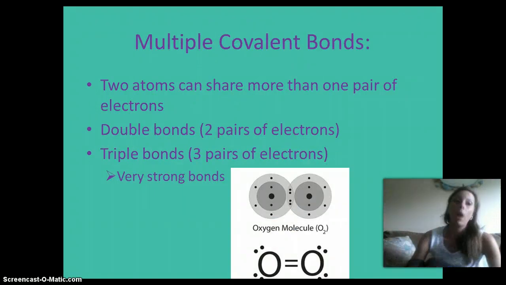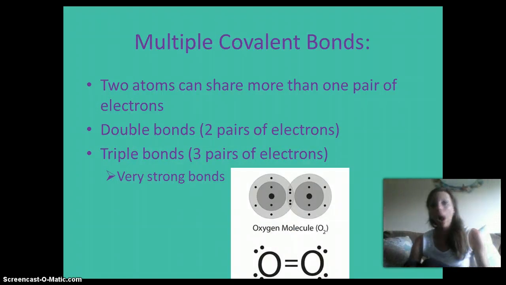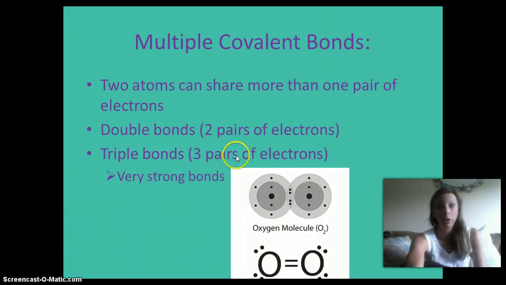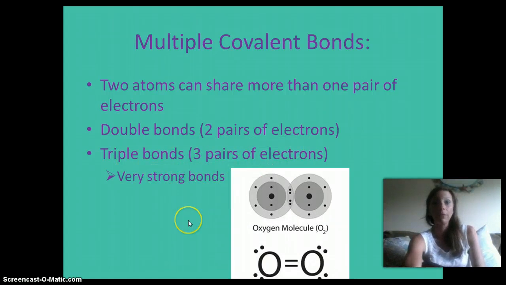Multiple covalent bonds are when two or more atoms share more than one pair of electrons. So this can form double bonds, where they're sharing two pairs of electrons, or triple bonds, which are three pairs of electrons, and these form very strong bonds, so they're very hard to break. O2 is an example. There is a double bond between the two oxygens.